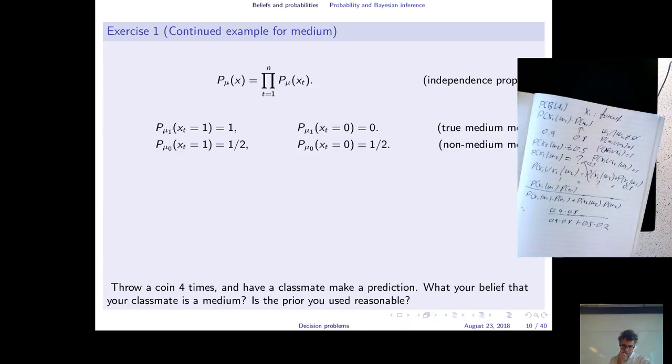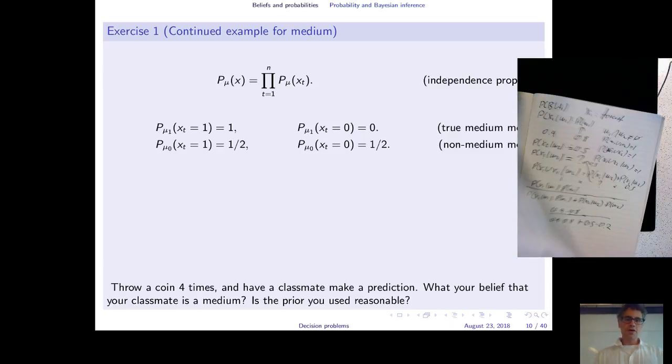So now I would like you to start thinking about this exercise, which we will go through next time, because there is not enough time to go through it. But let's say we want to select some model for the medium. So let's say you want to predict coin tosses. So let's start this exercise now, actually.